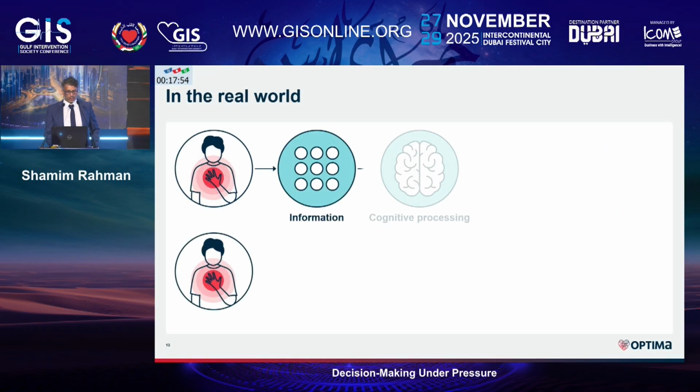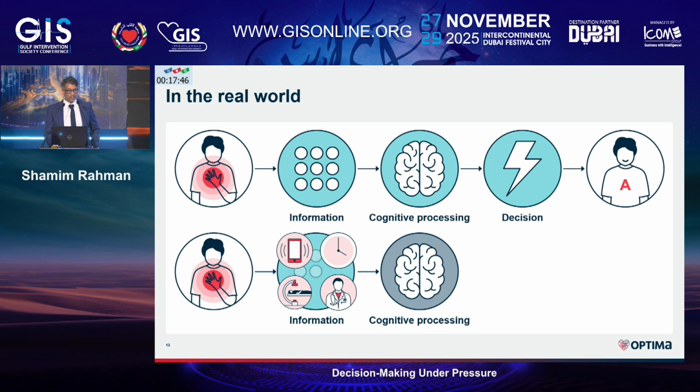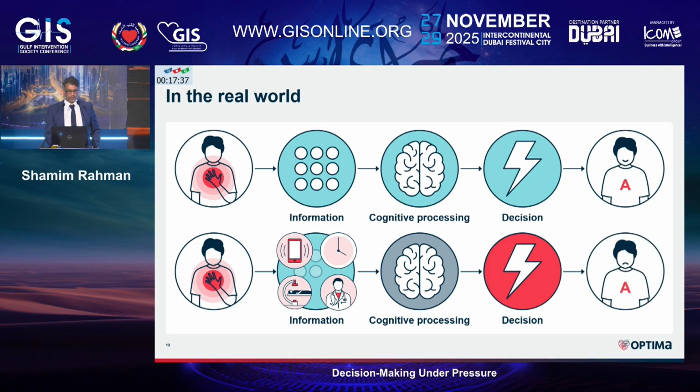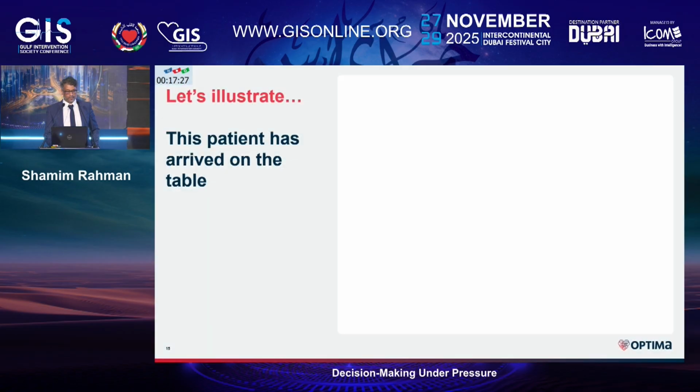But in the real world, that's not always the case. As we've seen, information can be incomplete, corrupted, and it makes cognitive processing of that information more challenging, often leading to different decisions and variable outcomes for patients. And really, variability isn't explained by fancy equipment. Actually, a lot of it is to do with people, us, and the way we process information.